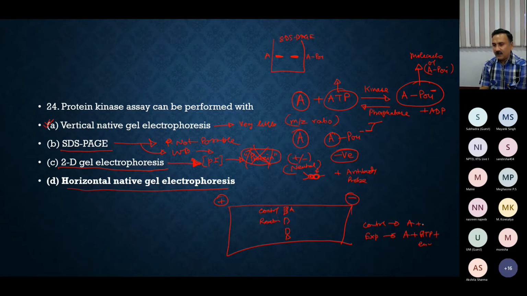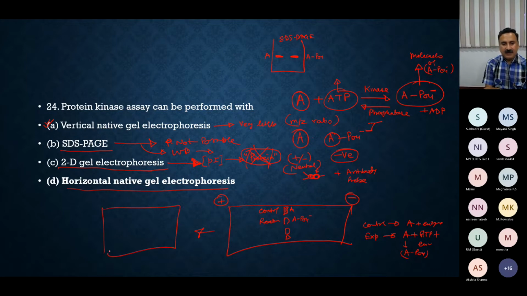So here you are going to have the enzyme alone, so there will be no phosphorylation. This is actually going to give you A phosphate. So in this one, you're going to have A phosphate. Now, I assume that A is neutral, right? So what will happen if you develop this? You will have a band here only, and you are actually going to have the band which is somewhere here.